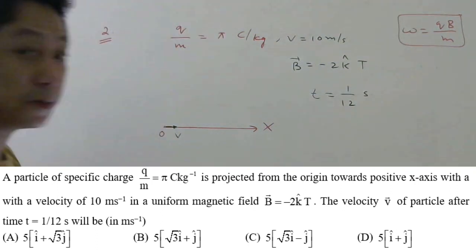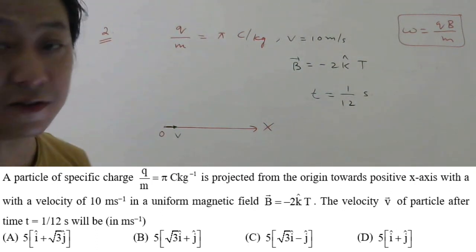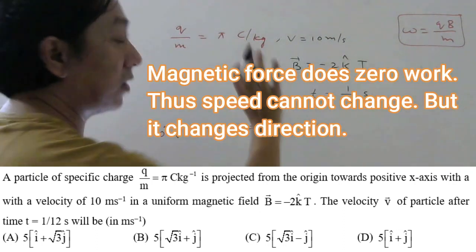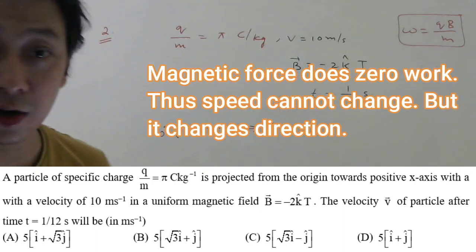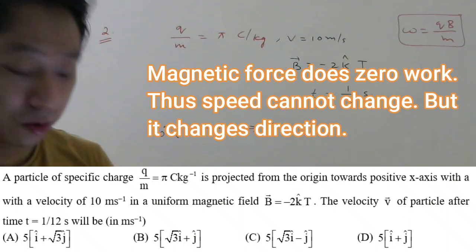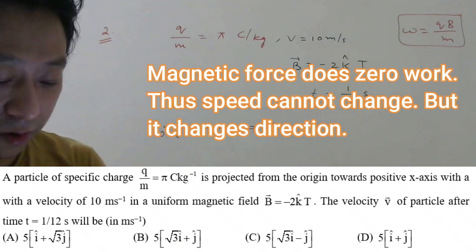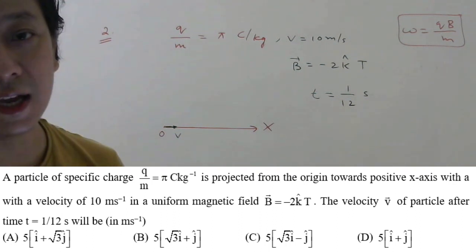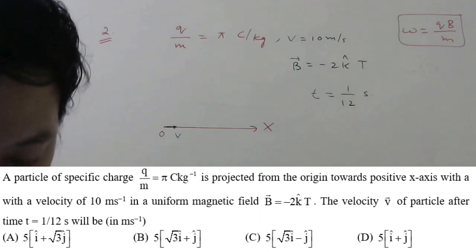Now you know that the speed of the particle doesn't change if there is only magnetic field. In this problem, there is only magnetic field. So speed will not change, but velocity vector will change. So they want the velocity vector in the form of components. If you see the options, there is x component i cap plus y component j cap.